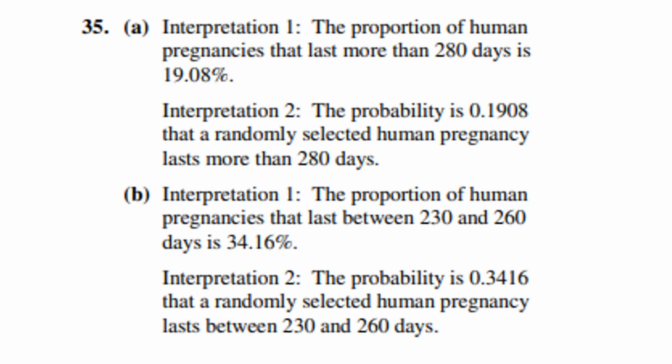Let's see how you did. Well, so the interpretations are in part A, the proportion of human pregnancies that last more than 280 days is about 19%. Interpretation 2 is the probability is 0.1908 that a randomly selected human pregnancy lasts more than 280 days. And the same thing actually happens with B, except here the probabilities are between, or the proportions are between 230 and 260 days.